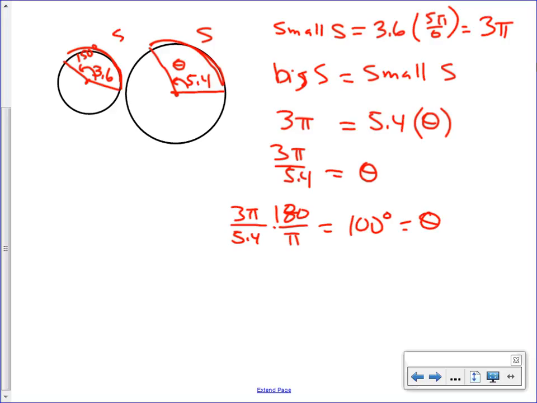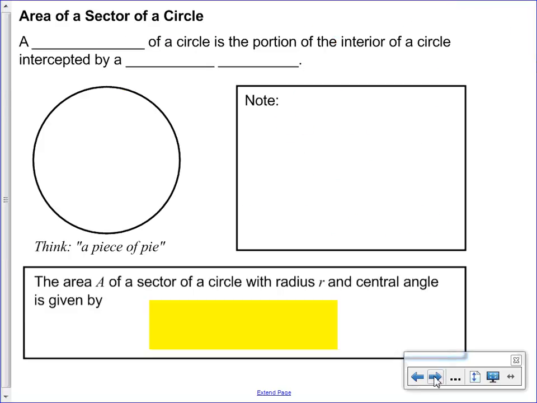So again, when it comes to gears, the distance that they travel should be the same no matter what the size of the gear is. The distance around it should be the same, so they should share that same s. Okay, now on to sectors. Here we go. A sector of a circle is the portion of the interior of a circle intercepted by some central angle.